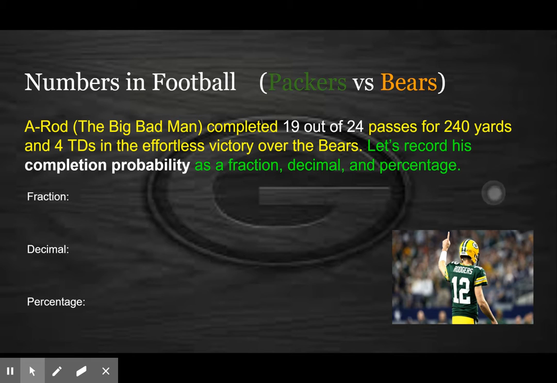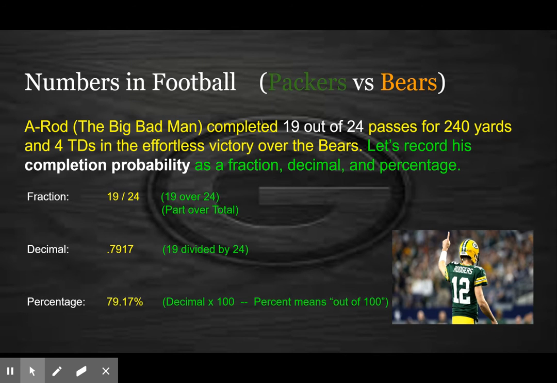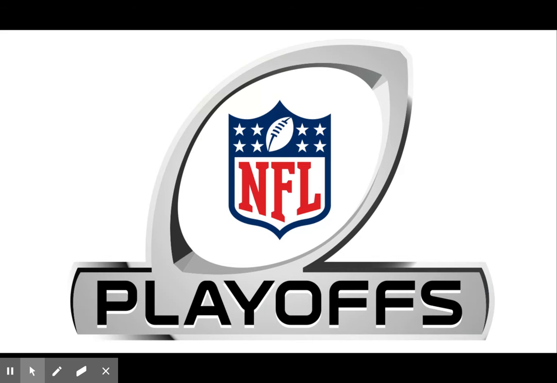So since he completed 19 out of 24 of his passes, I can write it as 19 over 24. And to calculate that as a decimal, I can do 19 divided by 24, because that fraction sign is basically the same thing as division. And now I can take my decimal and multiply it by 100. So I'm going to move the decimal place over 2 spots to the right, and now I have 79.17%, which means if Aaron Rodgers were to throw 100 passes, he would likely complete about 79 of them.